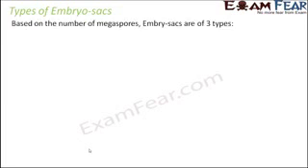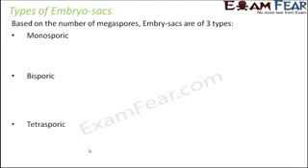Now, based on the number of megaspores, embryo sacs can be categorized into 3 types. So what are those 3 types? First type is monosporic, second is bisporic, and third is tetrasporic. Now, what do we mean by mono? Mono means 1, bi means 2, and tetra means 4. So does that simply mean that an embryo sac with 1 megaspore is monosporic, 2 megaspores is bisporic, and 4 megaspores is tetrasporic? Does that simply mean that? Let us have a detailed look.